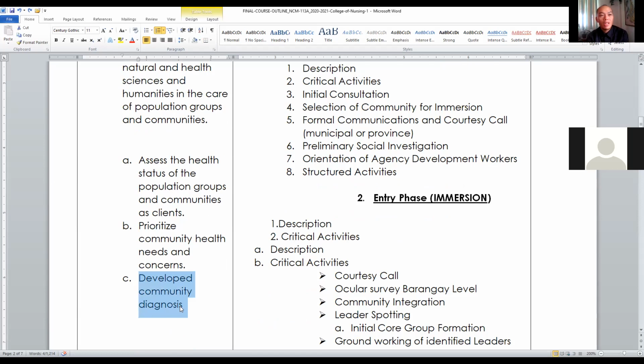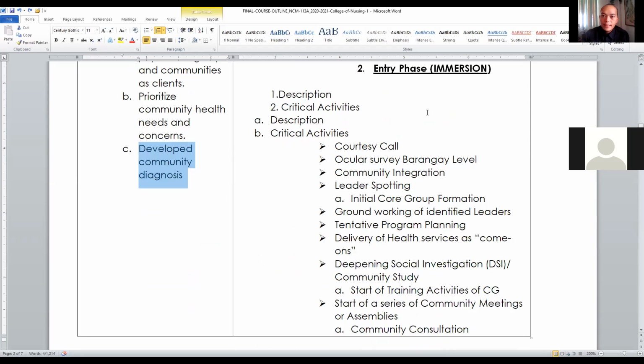Just like having your individual patients in the hospital, you must be able to diagnose your group of patients in the community. In the community, of course, there are 3 levels of patients compared to your hospital. In the hospital, you only have the individual, but in the community, you have your individual, family, and group of families, your community already. So you have to get a diagnosis first to know the interventions that we will be giving.